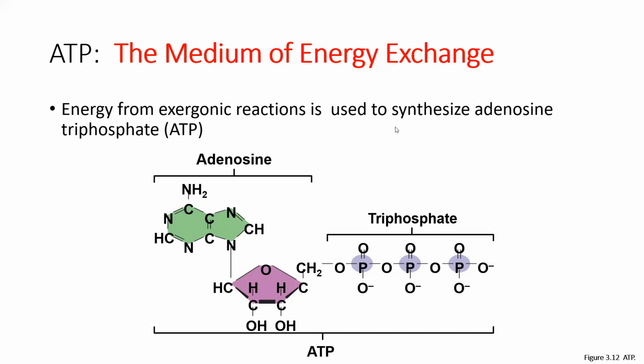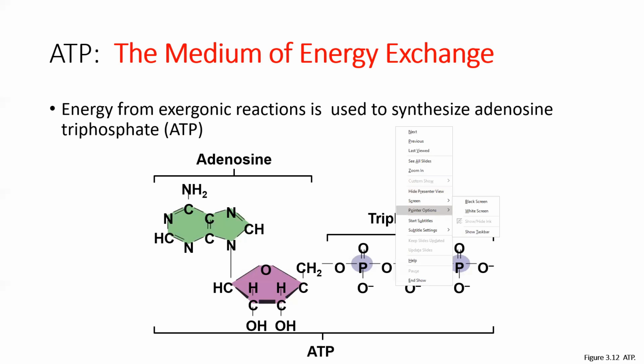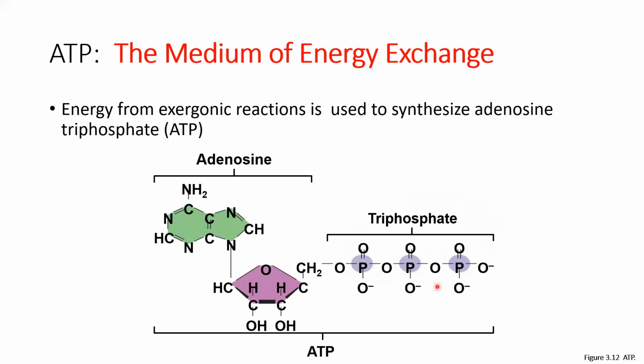1, 2, let's get my pointer. All right, so it's got 1, 2, 3 phosphates attached to this adenosine in order to make ATP. And so energy from exergonic reactions is used to make ATP so that we can then have it on tap, have it on hand as currency to be spent inside the cell, okay?